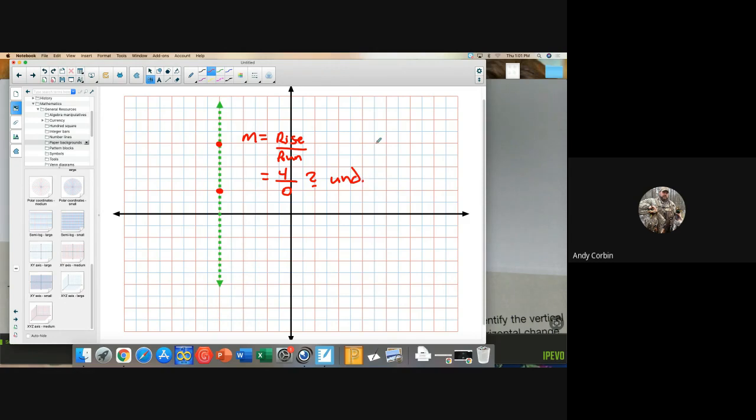Oh, that's why I got mixed up. This is a vertical line, and I think Nick was talking about this earlier. With vertical lines, you have an undefined slope because the run is 0, and you can't divide by 0. It is undefined. There's not a calculator or computer that can figure that.